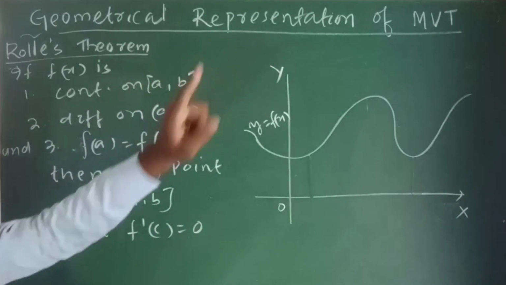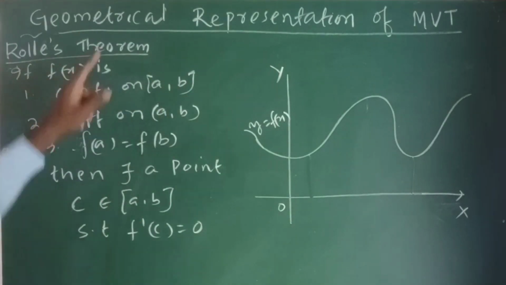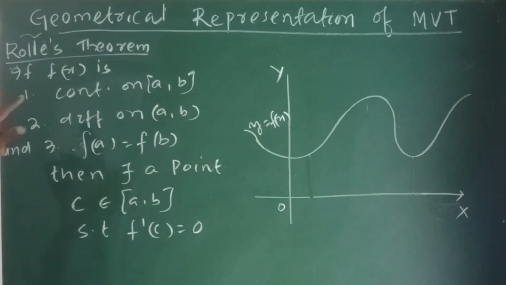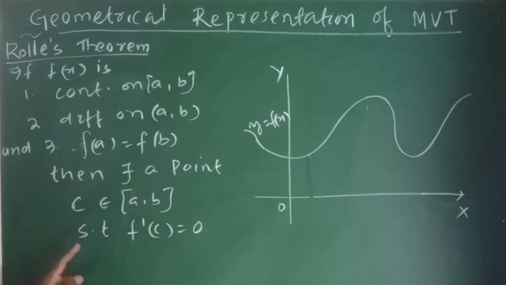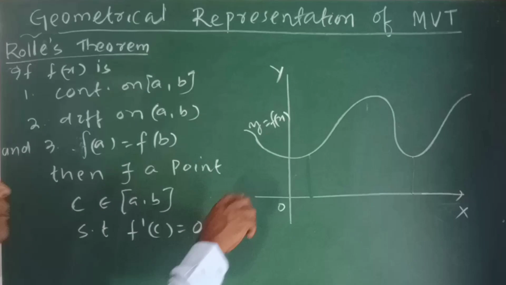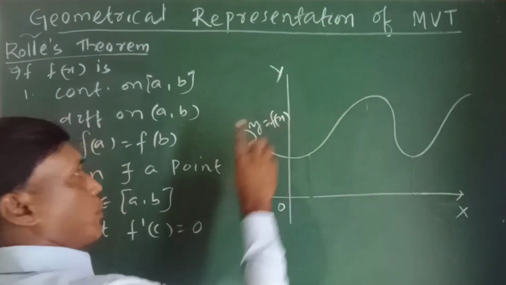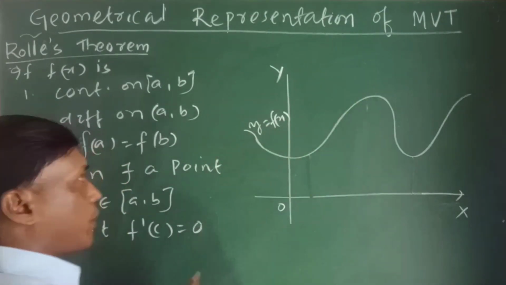Geometrical representation of mean value theorem. First is Rolle's theorem. We know Rolle's theorem is if f of x is continuous on AB, differentiable on open interval AB, and f of A is equal to f of B, then there exists a point C belongs to AB where f dash C is equal to 0. Look at here, how can we represent, what is the geometrical representation of Rolle's theorem? Look at here, this is the curve y is equal to f of x. This is the function y is equal to f of x.